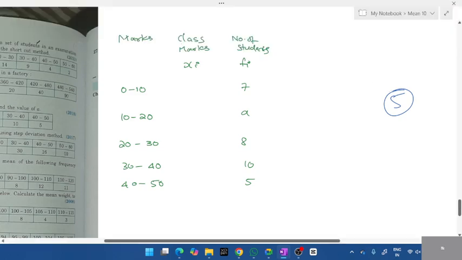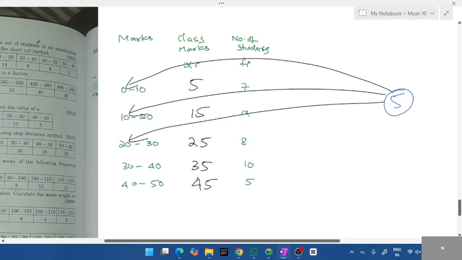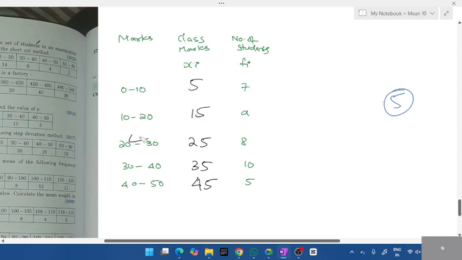yes, Lemula. What do you do with 5? You have to add with all the first value. So, what's the value again? 5. 5 plus 10, 15, 45. Now, what value will you assume? 15, 25, 35, or 45? Which is the middle value? A is equal to 25. Right. Di.